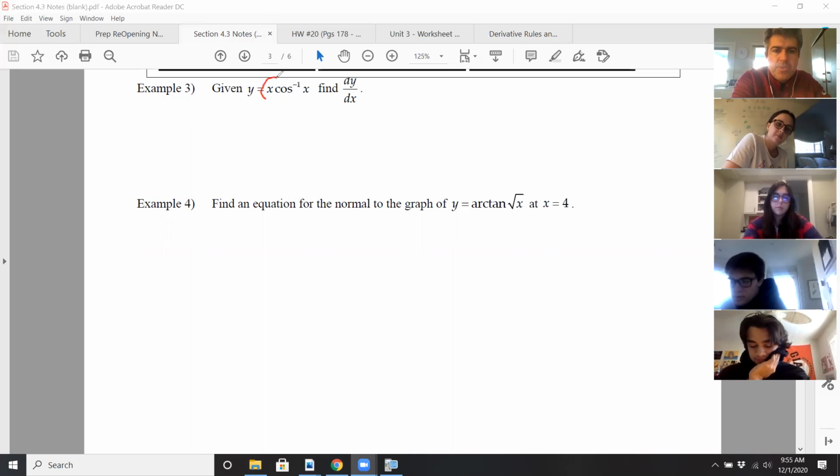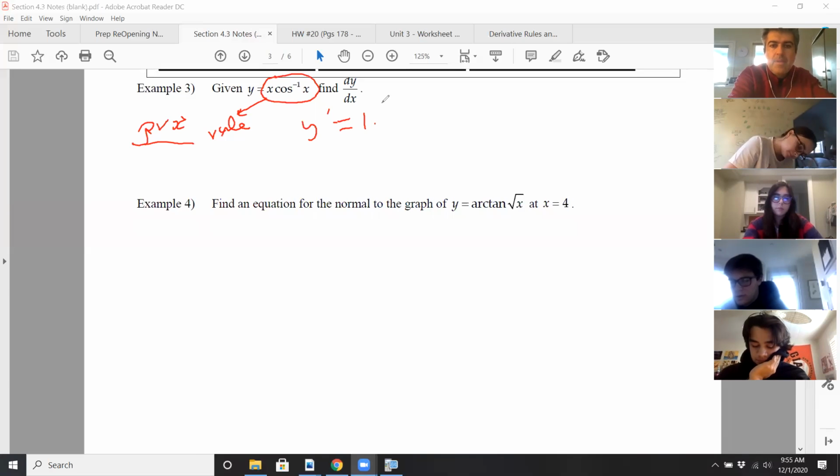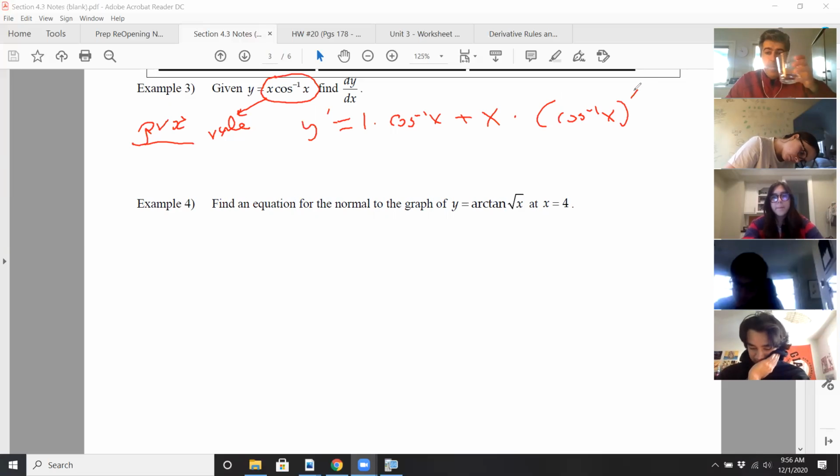And remember what rule I have to use here? Product. Very good. Product rule. So your derivative is going to be the derivative of x, which is 1, times inverse cos of x, plus x times the derivative of the inverse cosine.